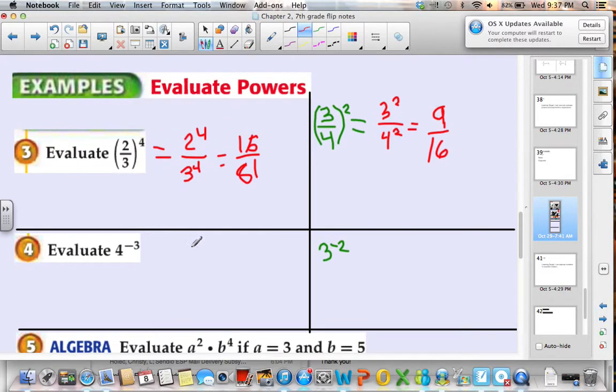Okay, if we have 4 to the negative 3, that is the same as 1 over 4 cubed. 4 cubed, 4 times 4 is 16 times 4 is 64. So 4 to the negative third power is 1 over 64. Okay, we have 3 to the negative 2. So it'd be 1 over 3 squared, which equals 1/9.